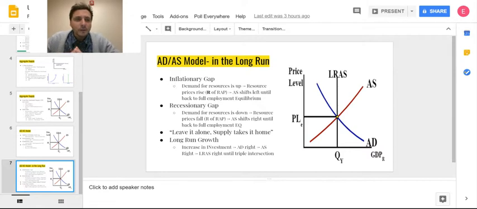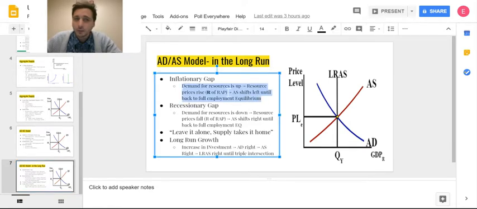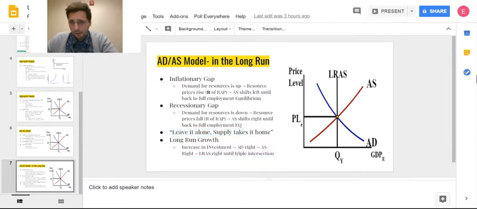I will say that on the FRQ, you will have to make this adjustment in the long run. So I'll show you two, one where we're in an inflationary gap, one where we're in a recessionary gap. But there's also right here the line of logic. And if you know that line of logic, you're going to be able to figure this out no matter what. Key takeaway is, if you leave it alone, supply takes it home. Always, always, always. All right, here we go.